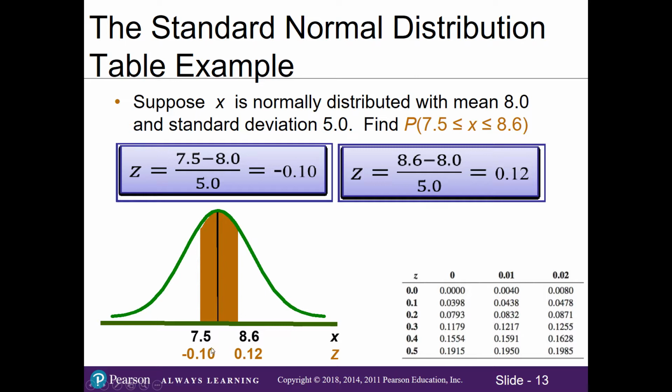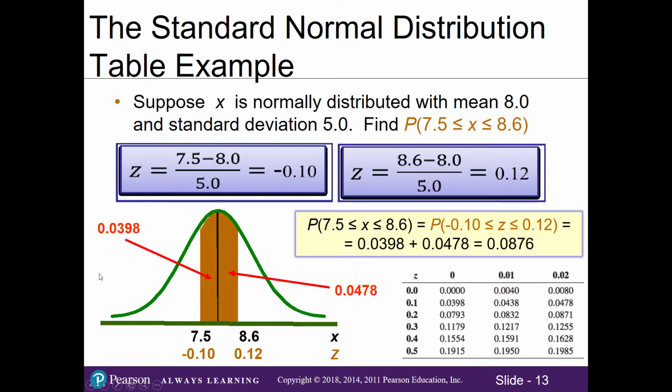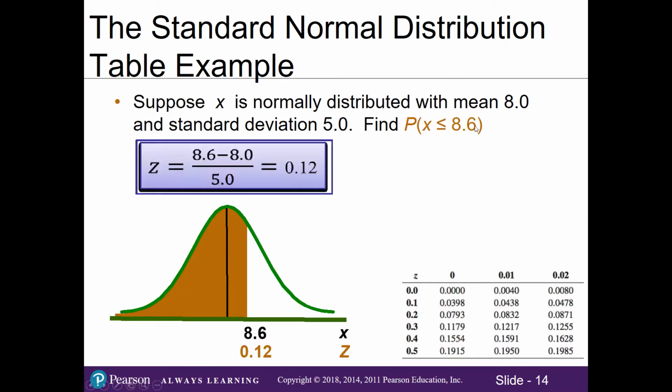And again, with our z-values, we know how to look it up on our appendix. We'd already identified that the probability of each shaded area is 0.0398 and 0.0478. But we want to know the total shaded area. So to do that, we would add the two numbers together. We'll add 0.0398 and 0.0478 to get a probability of 0.0876, or 8.76%, that my x will be somewhere between 7.5 and 8.6.